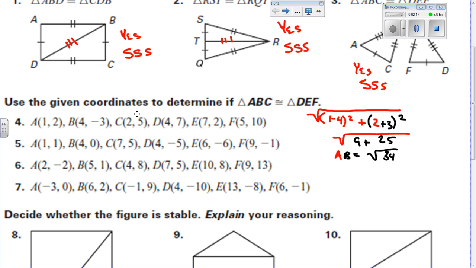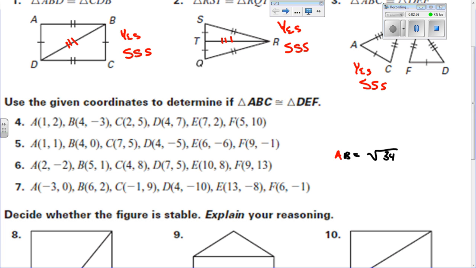Now let's check to see if DE is the same thing. Should be 4 minus 7, so that's negative 3 squared, which is 9. Don't need that squared. It's 9 plus, and 7 minus 2 is 5 squared, which is 25. 9 plus 25 gives you DE is the square root of 34. It's exactly the same so far. Now let's check BC.